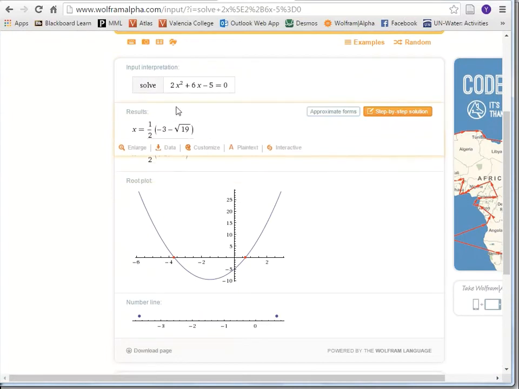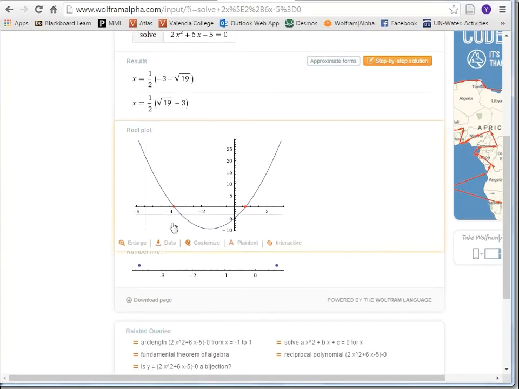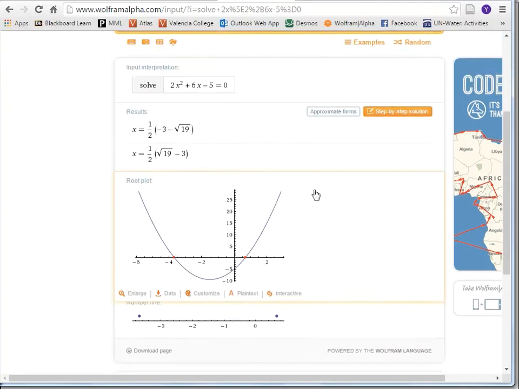Notice what it does. It gives me the two solutions that we found by hand, and then it even shows me graphically. This is a parabola, and I have in essence set y equal to 0 and found the x-intercepts of the parabola. So those are my two x-intercepts that I just found on that parabola.